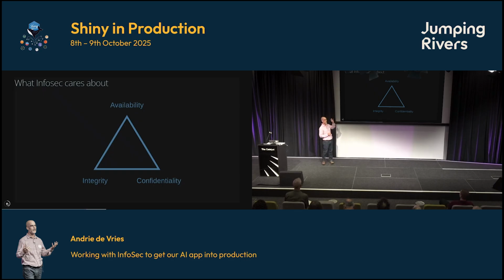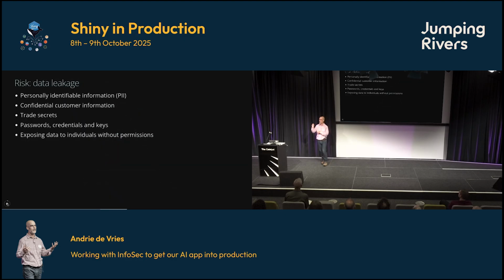Availability is what they care about. Do the servers run with Six Sigma reliability? Integrity, is the information correct? Is your Shiny app working correctly? Is the information true? And confidentiality, are you exposing the data only to those people who should care about it?